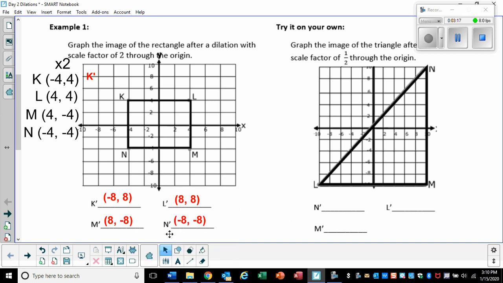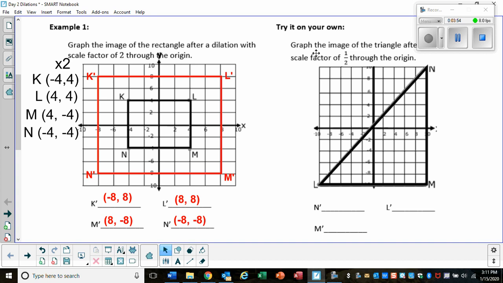Once we have these new ordered pairs, we can plot them to create our new image. At -8, 8, which is way up here, that's K prime. 8, 8 is L prime. -8, -8 is way over here, that's N prime, and M prime is at 8, -8. As you can see, we made it much larger than the original. When I do my dilation, I need to make sure I put primes on my new image, so make sure you do that.